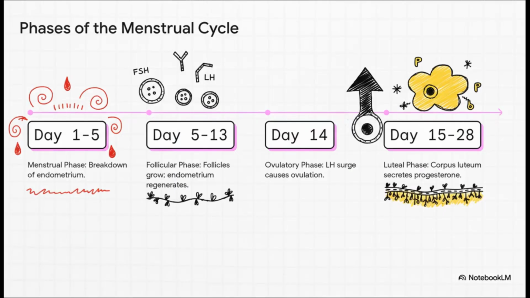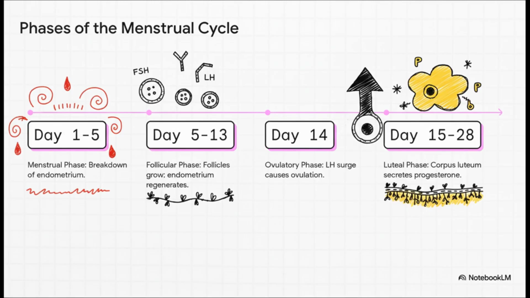Okay, let's unpack that graph into 4 clear phases. The cycle kicks off with the menstrual phase, which lasts about 3 to 5 days. This is when the uterine lining, the endometrium, is shed because pregnancy didn't happen. Then comes the follicular phase. During this time, FSH and LH from the brain tell the follicles in the ovary to start growing. As they grow, these follicles pump out estrogen, which in turn tells the uterine lining to start rebuilding itself.